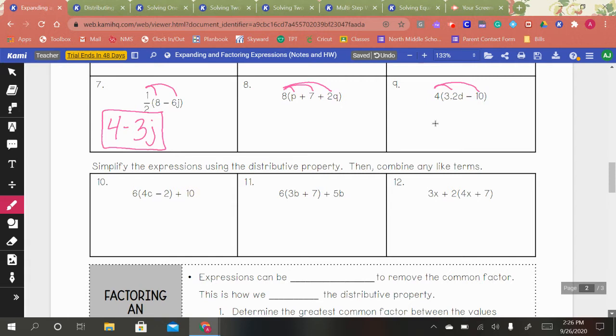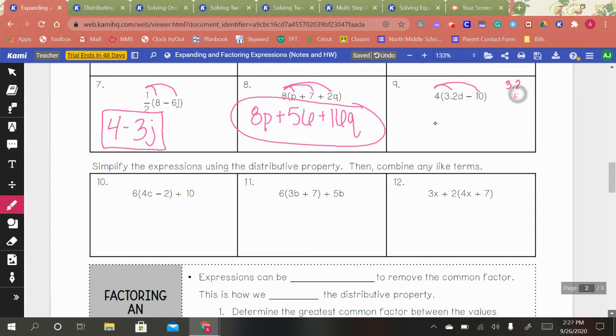All right, on number 8, we have 8p. 8 times 7 is 56. And then 8 times 2q is going to be 16q. Okay, cannot combine because they are unlike terms, so that is your final answer. All right, number 9, we have 4 times 3.2d and 4 times 10.